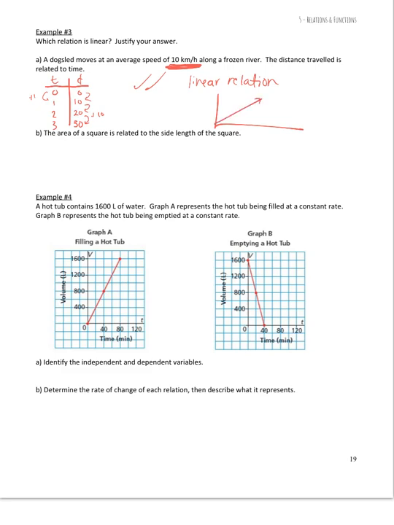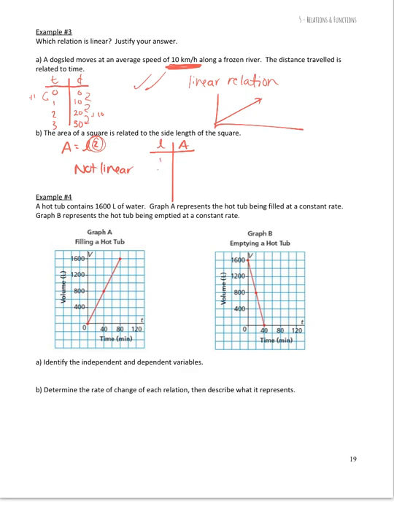The area of a square is related to the side length of the square. So we know that area is equal to length squared. So first off, our variable has a degree of 2. This is a quadratic, it's not linear, is what I know first off. However, let's prove it. So as L changes, let's see what happens to area.